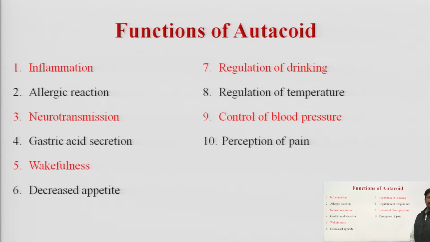So, moving towards the functions of the Autacoids. Already I told you that they have a very good control over the physiological as well as the pathological conditions. So, Autacoids have a principal role in inflammation, allergy, neurotransmission, gastric acid secretion, wakefulness, decreased appetite, regulation of drinking and regulation of temperature, control of blood pressure and perception of pain. Let us explore these functions one by one.